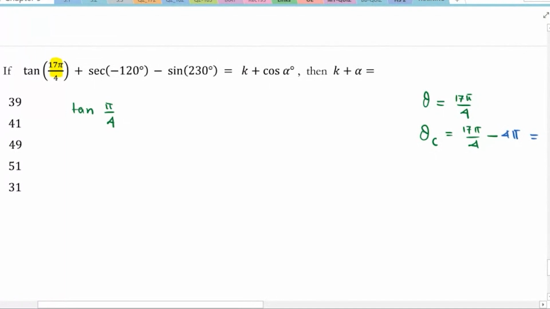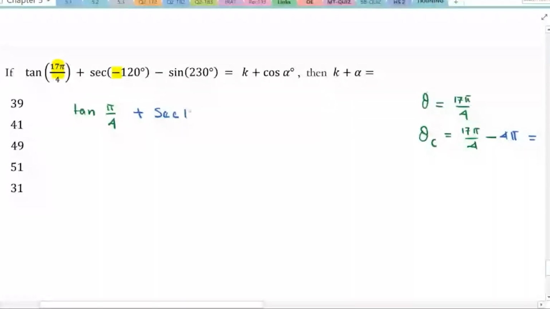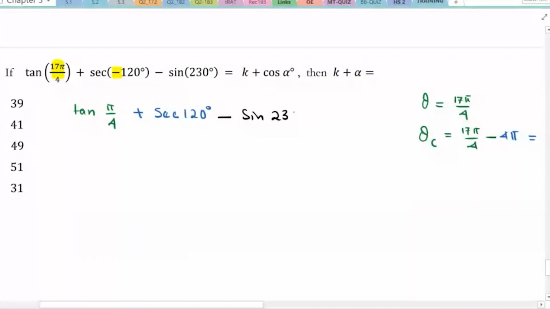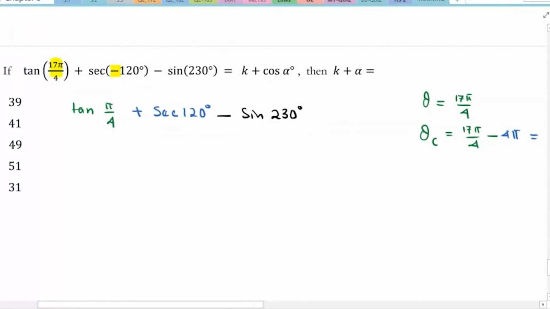Now, we know that secant is an even function. We can throw away the minus here, and we can say this is going to be secant of 120 degrees. And here, let us not touch it. Let us leave it as it is, minus 230 degrees. Now here, we know tangent of 45 degrees, pi over 4 is 45 degrees. That is always going to be equal to 1.